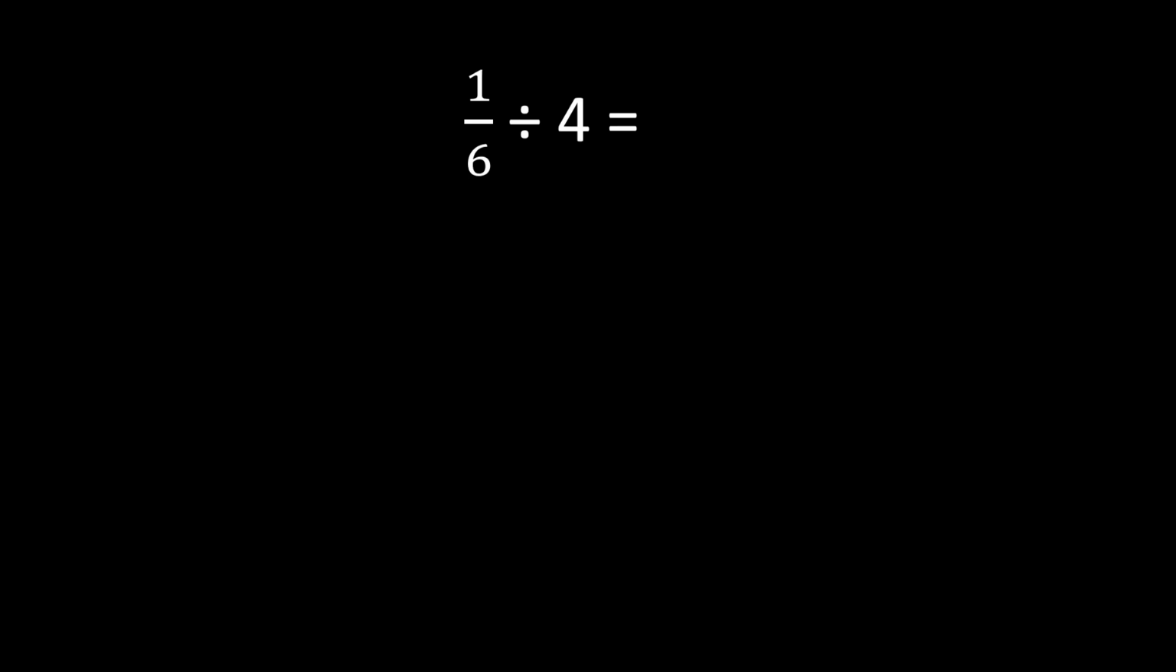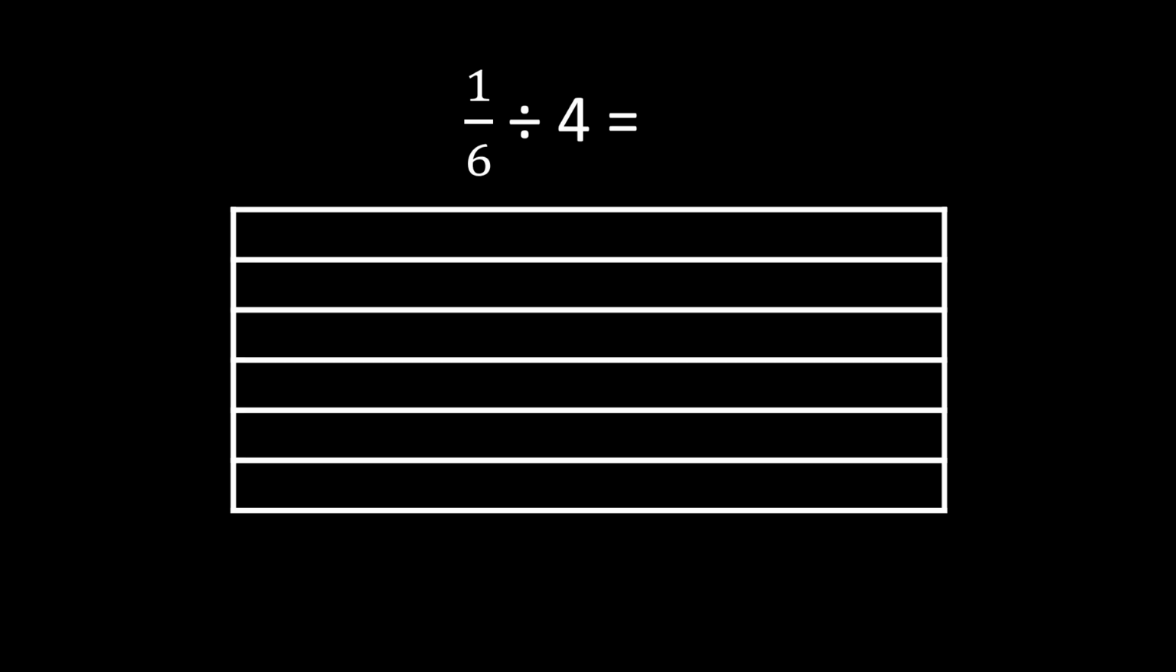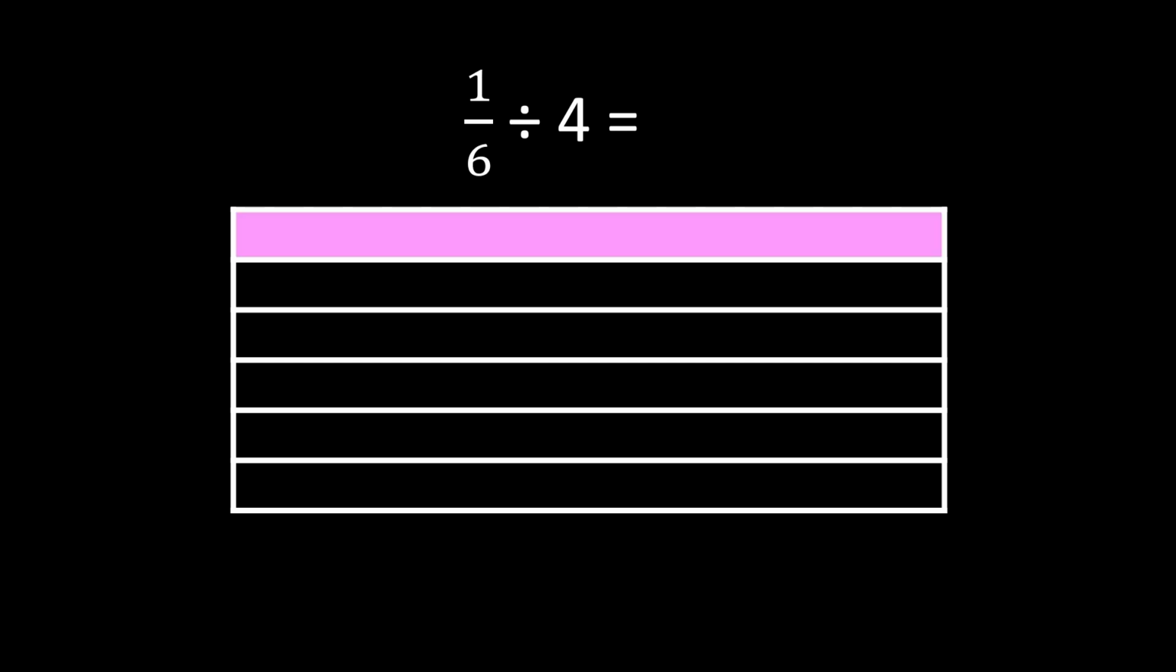This example is 1/6 divided by 4, and to solve this problem using a model, I'm first going to draw a whole. Then I'm going to divide the whole into sixths, or 6 equal parts, and highlight 1/6. This problem is 1/6 divided by 4, so I need to divide the 1/6 into 4 equal parts.